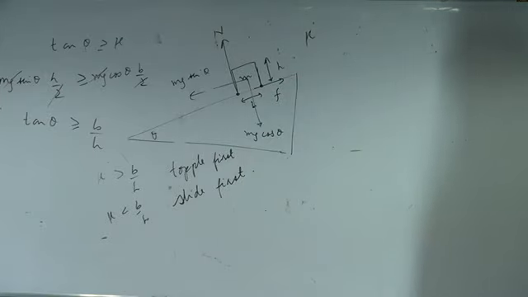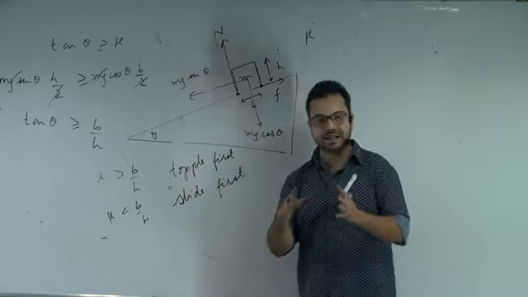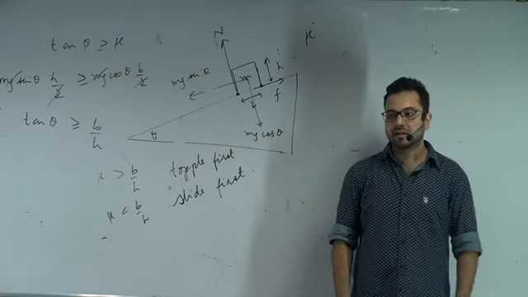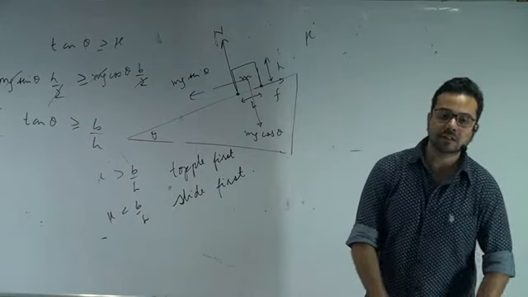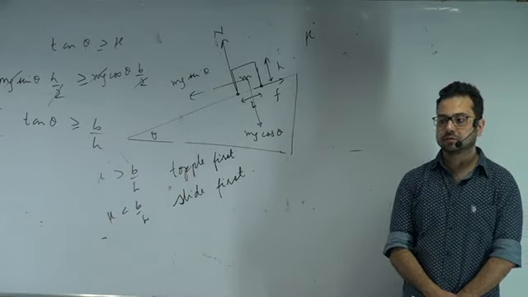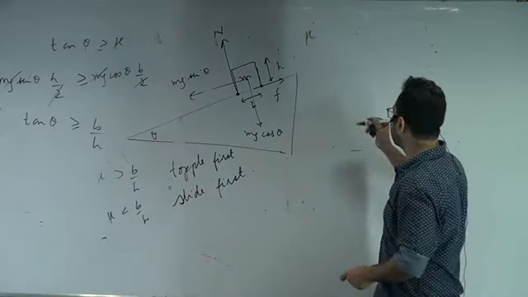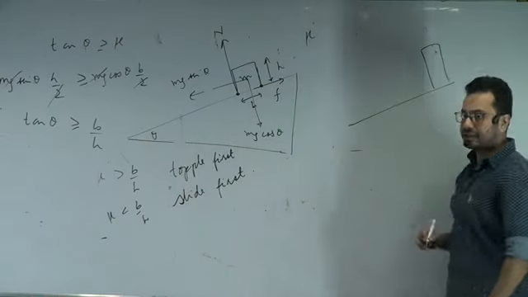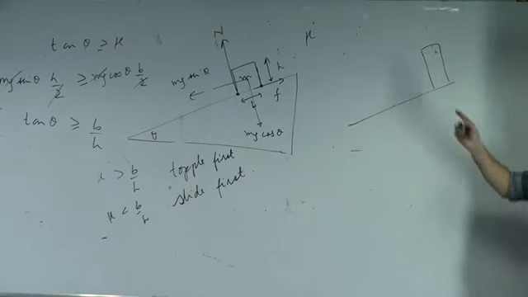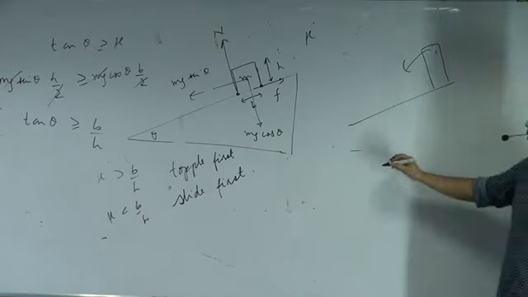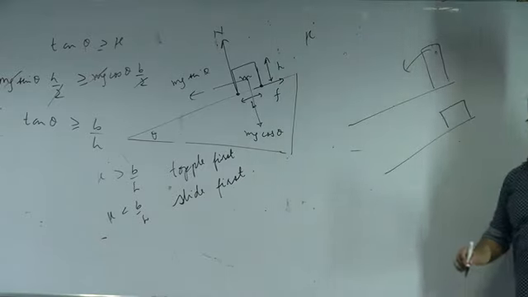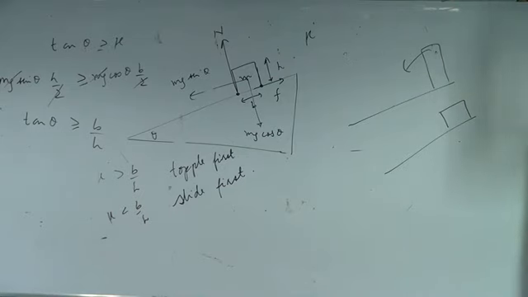So if something has a larger base, is its tendency to topple lesser or greater? Its tendency to topple would be lesser. So if you took a bottle and put it like this, the base was small, so it toppled. But when you put it like this, the base was larger, so it did not topple, it slid first. Is that clear? Any problem?